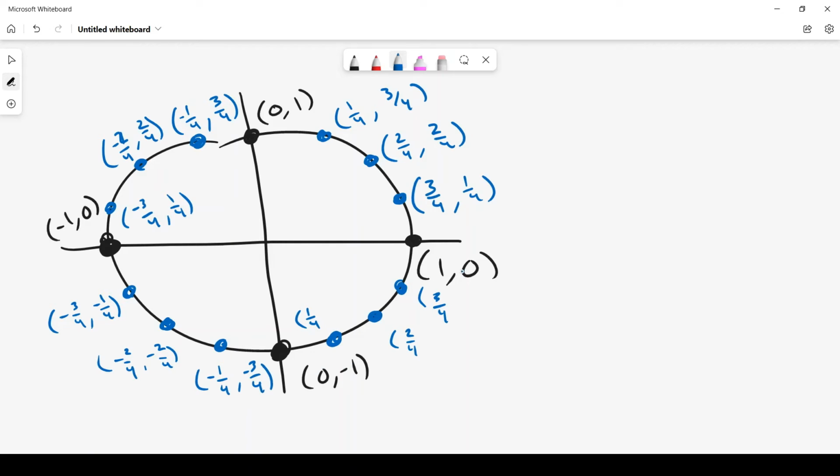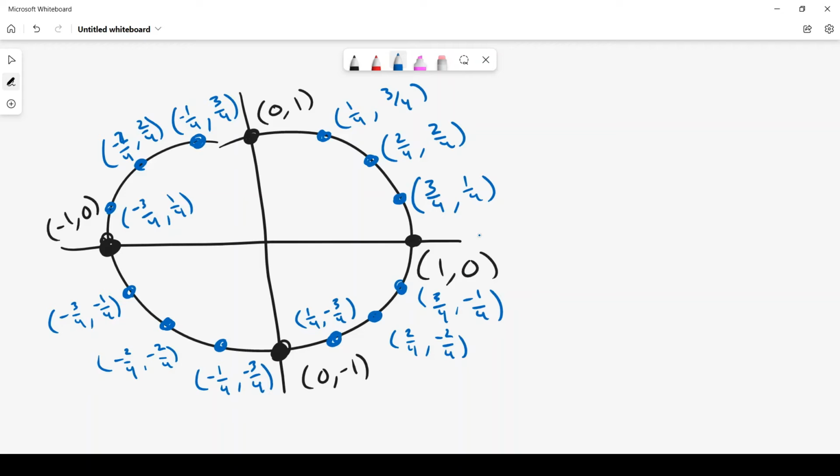And now from -1, I'm going to 0, and so that means I'm going to be adding 1. And so from -1, I add a quarter, which gives me -3/4. From -3/4, I add a quarter, -2/4. From -2/4, I add a quarter, -1/4. And then from -1/4, I add a quarter and get back to 0.